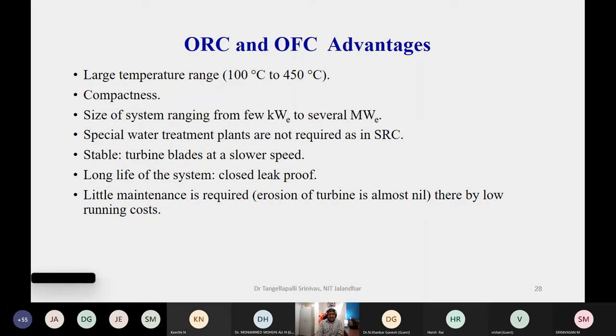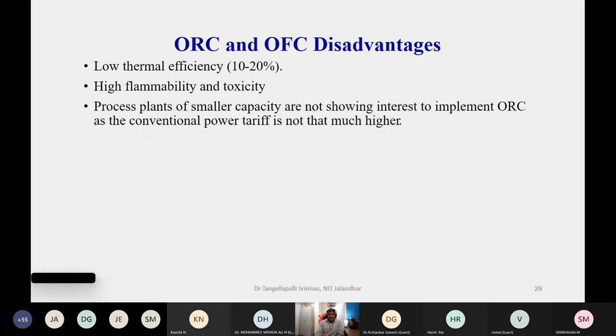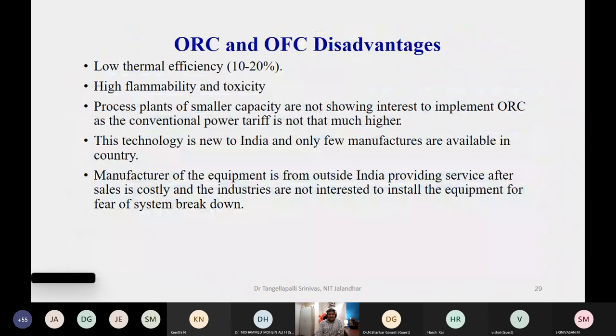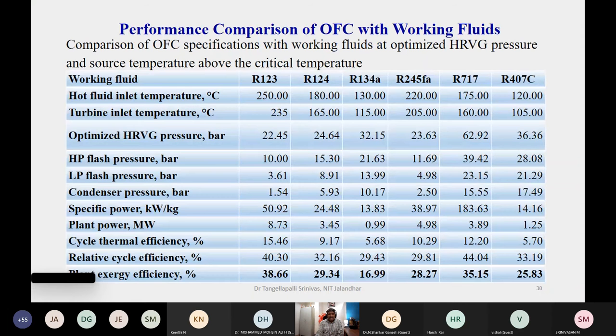That's why I can list out many benefits from this ORC. We have seen, including this AC system, that they are suitable for low temperature and low maintenance, etc. And there are some difficulties like low efficiency, toxicity, deterioration at high temperature, and costly equipment. And I just told you there are maintenance issues, as most of the equipment we are importing. These are some of the practical issues we are facing currently.